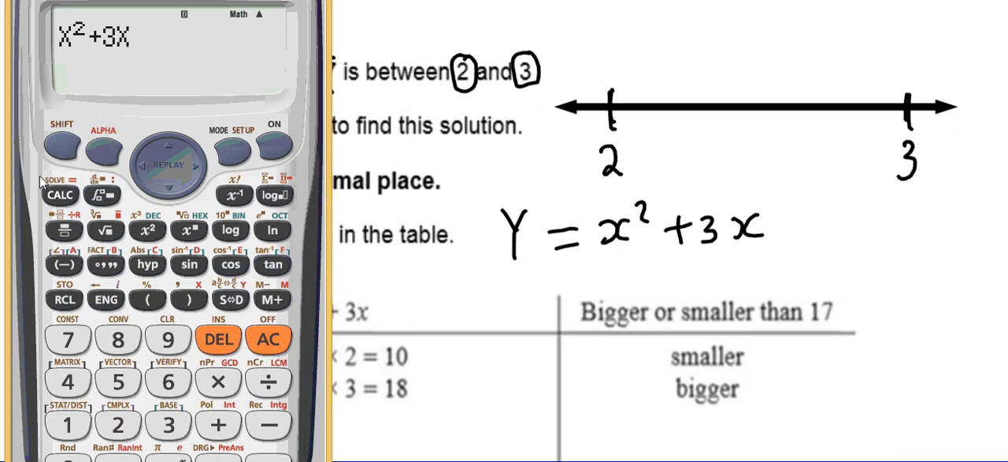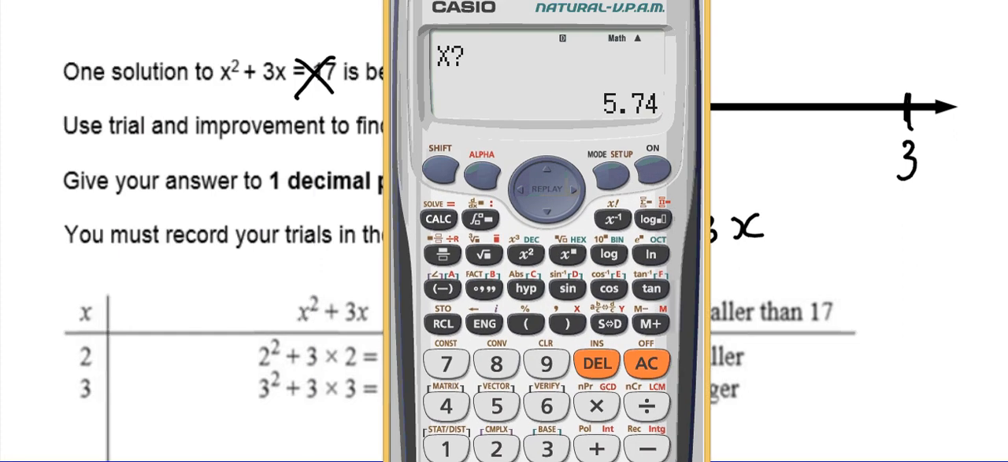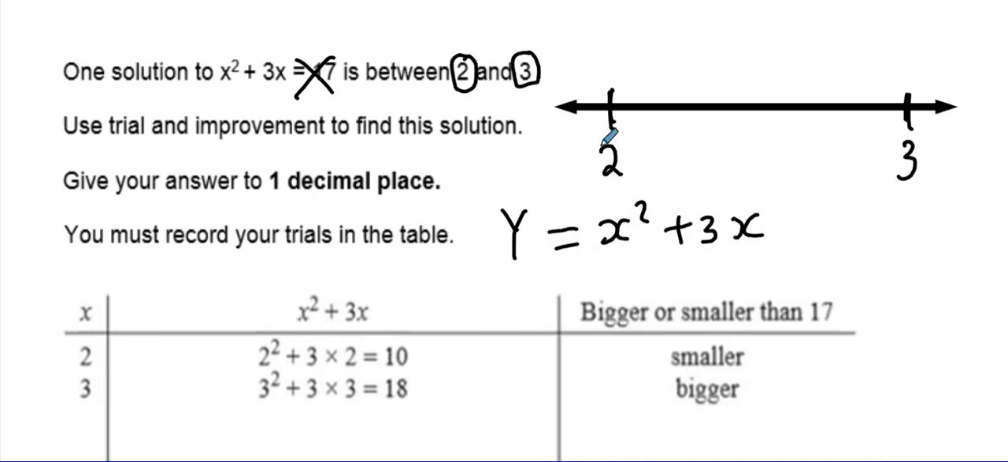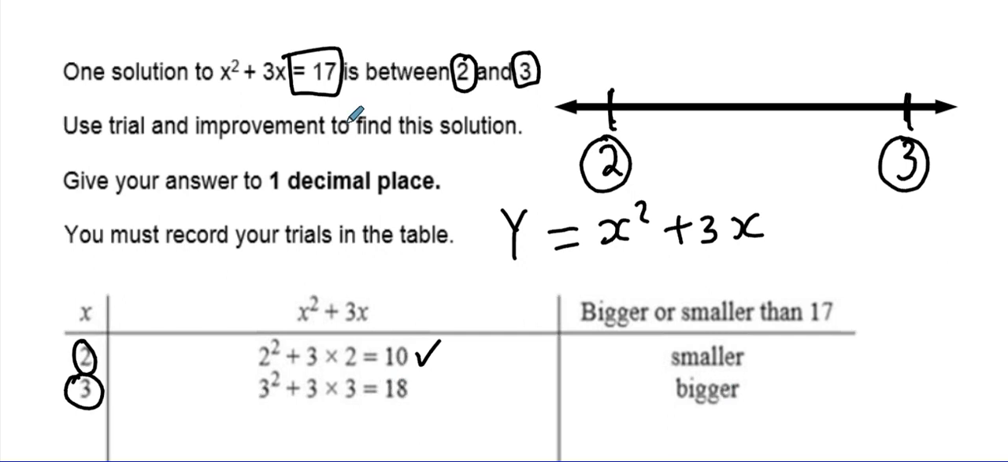Right, so we have to calculate for x equals 2 and x equals 3, and that has been done for us. When x is 2, we got the answer 10, which is smaller compared with the expected answer. And when x is 3, we got the answer 18, which is bigger than the expected, and the expected answer here should be 17.